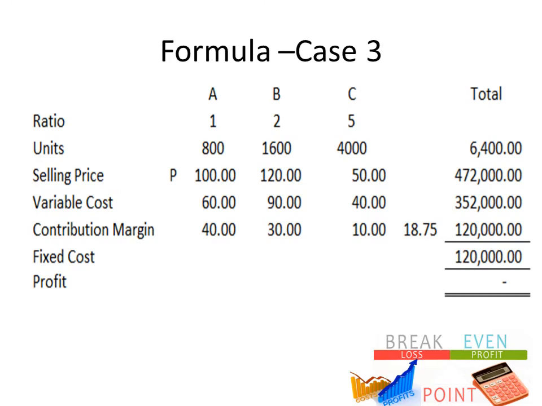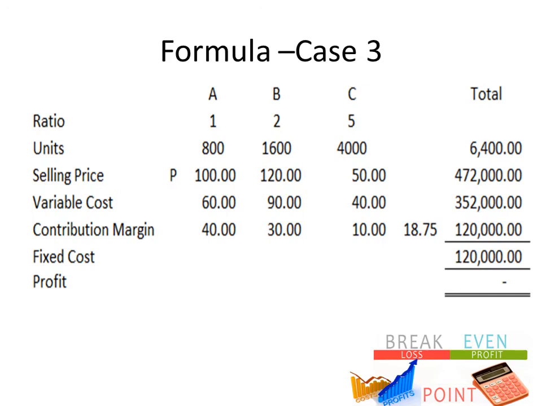So we have now to compute, know that the fixed cost is 120,000 and we want to compute for our break even, so zero profit. So contribution margin and fixed cost should be equal, the same, 120,000. Now we need to get the composite contribution margin, which is 18.75. How do we get this? We get this by multiplying the contribution margin of each product by its ratio.